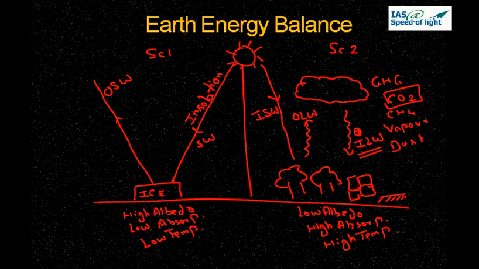So this is the warmer version or the hot version, and this is the cold version. So that is how Earth is able to manage its energy. So that is how it is managing not to be very cold and not to be very hot. So here we have outgoing long waves as well.